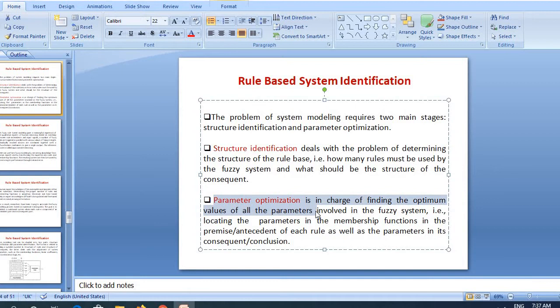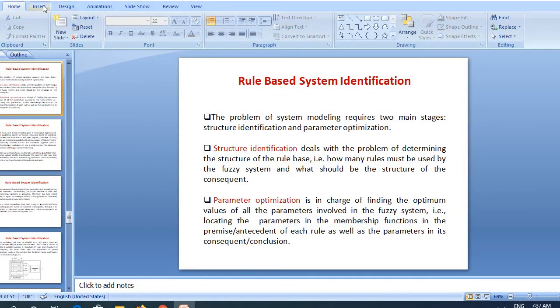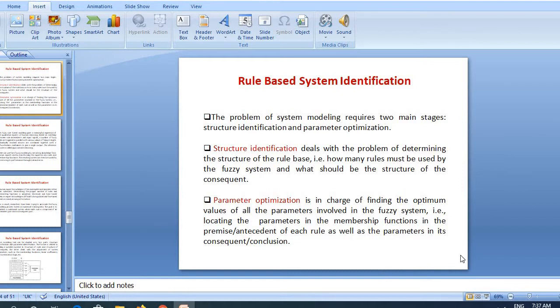Next is parameter optimization. It involves finding the parameters, that is parameters in the membership functions and parameters in the consequent. What do I mean by parameters in the membership function? Suppose you are taking a triangular membership function. It will be something like a triangle shape. You will have a starting point for the triangle, an ending point, and a peak. If you are making a fuzzy set for temperature, you should know the starting point of temperature, the ending point, the peak, the range, everything. All those are the parameters in the membership function.